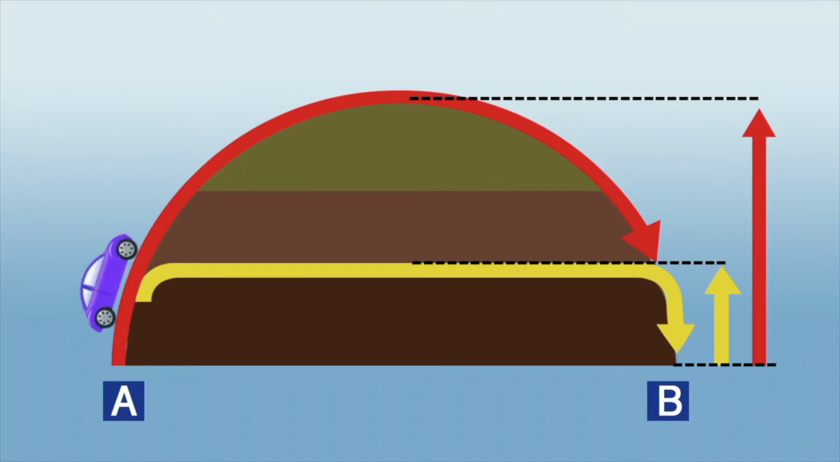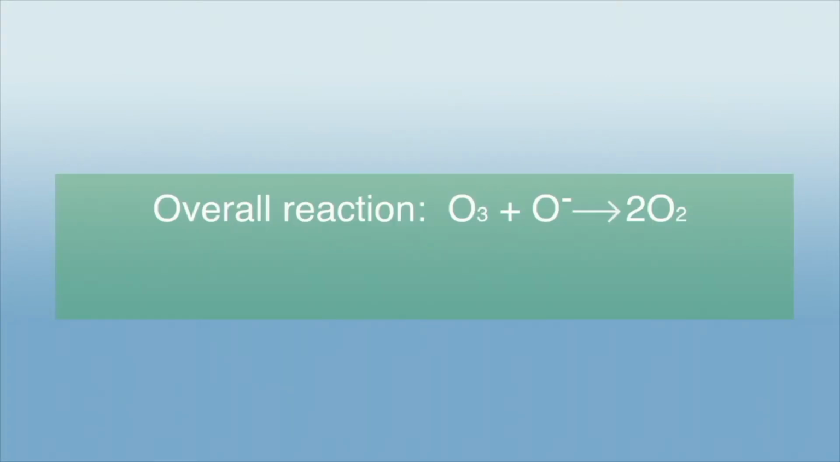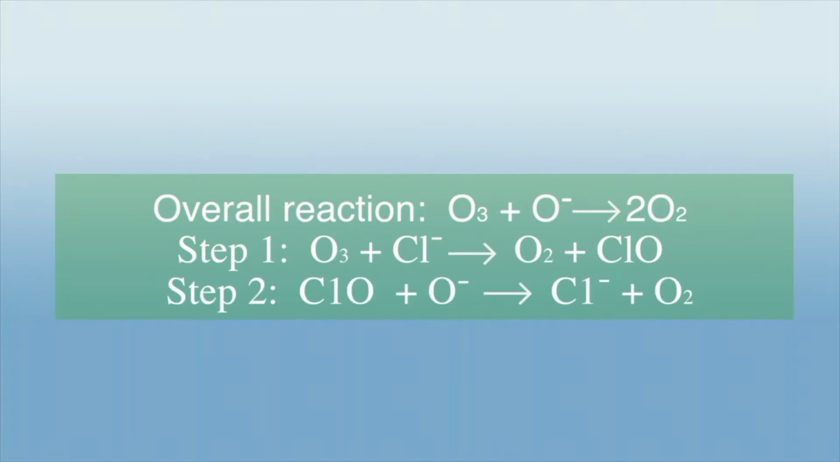The reaction is like a car traveling over a mountain to get from one place to another. The catalyzed reaction is like the car traveling through a tunnel in the mountain. These new pathways can result in intermediate reactions. In the catalysis of ozone into oxygen gas, chlorine is a catalyst, forming chlorine monoxide. Neither the catalyst, chlorine, nor the intermediate product, chlorine monoxide, appear in the overall reaction.